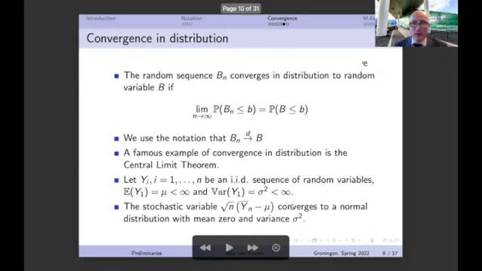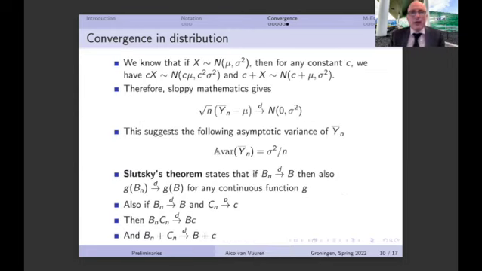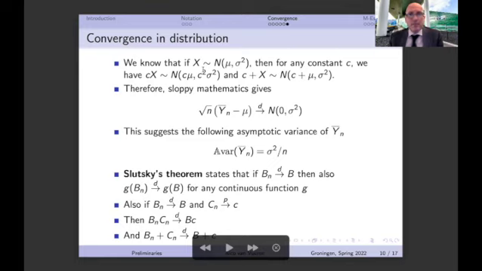Okay, I would like to go on with something that we could call a little bit sloppy mathematics, but nevertheless I would like to look at this because it is used quite often by econometricians. The first thing I would like to do is not really something sloppy, and that is something that we already know.